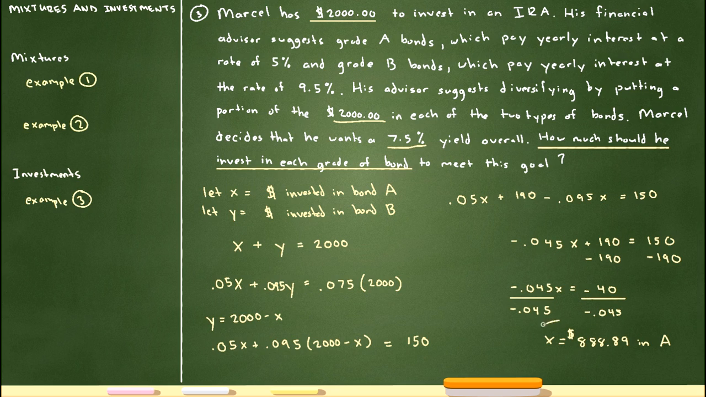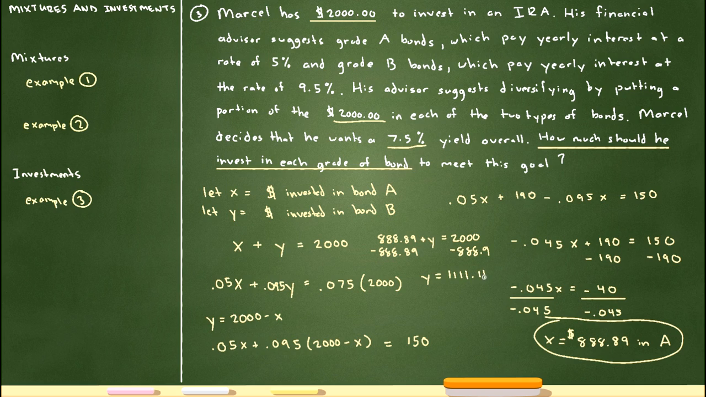So how much more? Well, let's find out. We know this is x, and we know x plus y is 2,000, and I know x is 888.89, and this is approximate, that's just rounded. So 888.89 plus y is equal to 2,000. We need to subtract 888.89 from both sides, and we obtain y is equal to 1,111.11. Oh, I missed the 8 here, right? This is 8, 9. Okay, so 1,111.11, and this is dollars in the grade B bond. So that is our solution.